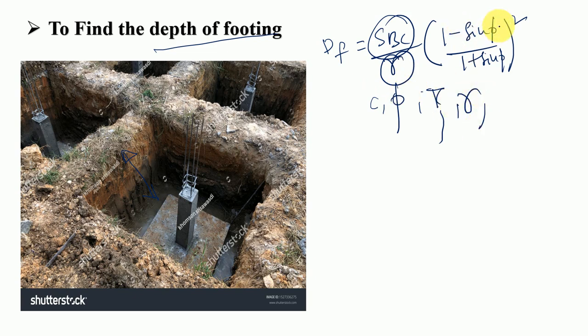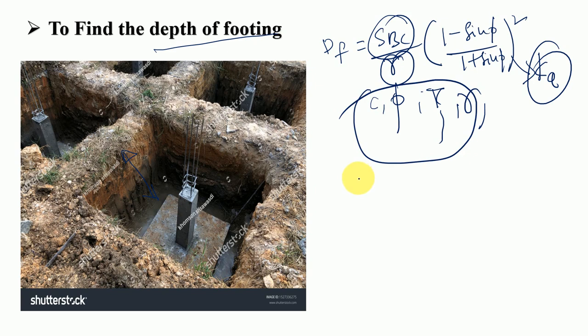Obviously we require the unit weight of the soil. Then coming to the coefficient of active pressure of the soil, we require Ka. It is ((1 minus sin phi) by (1 plus sin phi)) whole square. All these parameters, definitely we have to go for site investigations to find. Then we can decide what is the depth of this foundation.